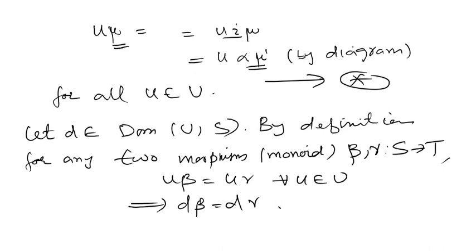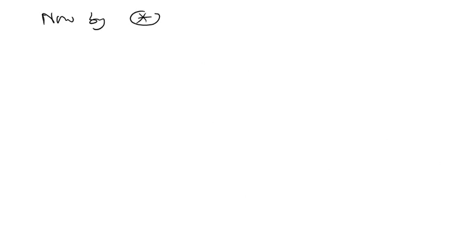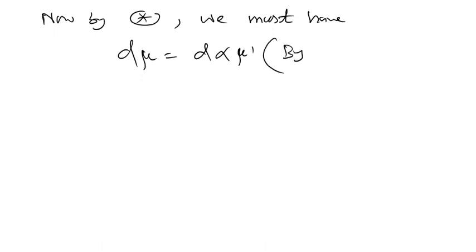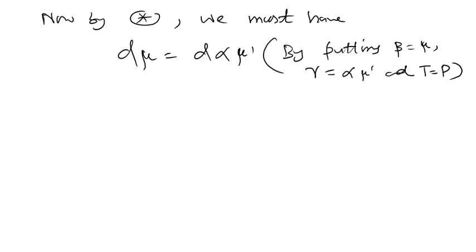And beta, gamma are any morphisms, you can replace them with mu and alpha mu prime, because they are also morphisms on S. They are morphisms from S to P. So by star, we must have d mu equal to d alpha mu prime, by putting beta equal to mu, gamma equal to alpha mu prime, and T equal to P. So d mu is equal to d alpha mu prime.